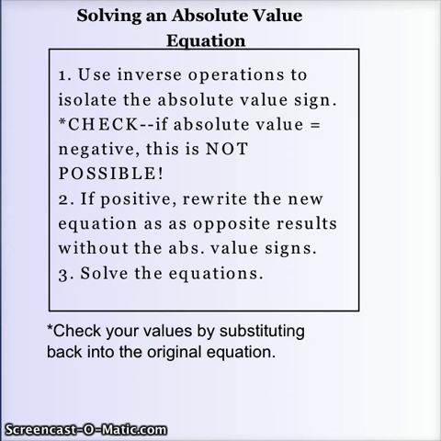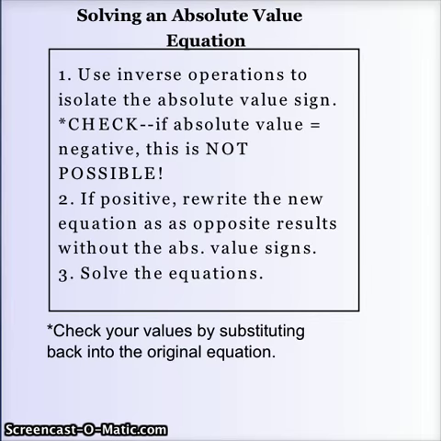It always comes out to be positive. Therefore, you wouldn't go further if you saw that the absolute value did equal a negative. If it's positive, continue. Step 2, rewrite the new equation as opposite results without the absolute value signs. And finally, step 3, solve the equations. You can always check your answers by substituting back into the original equation. Let's see what this looks like.